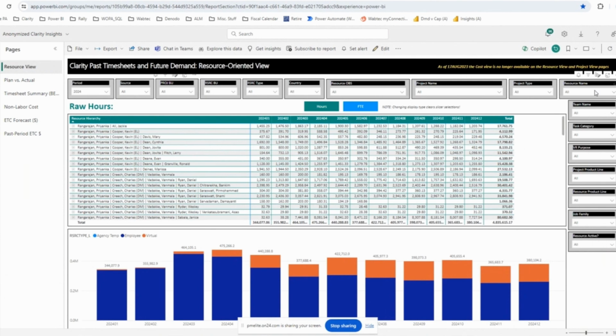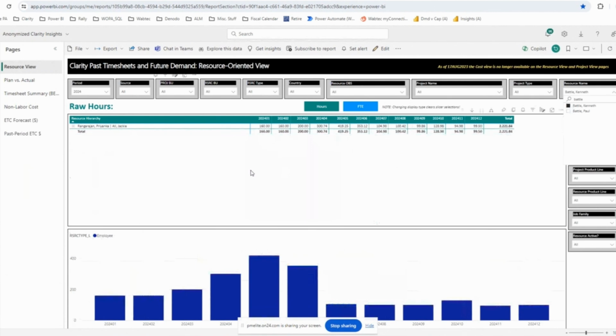So I am going to use my resource name picker to find Mr. Battle. I've got to turn the search on. Sorry. Let me add search. Now let's try that again. We're looking for Kenneth Battle. Here he is. Okay. So there we are in May. He is booked at 419.25 hours, which is how you get 228% or 2.28 FTE.